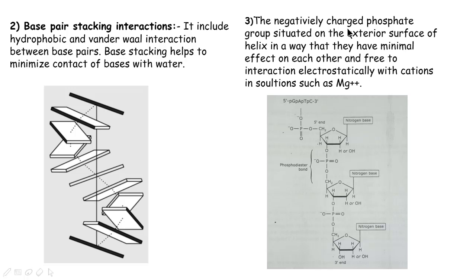The negatively charged phosphate group is situated on the exterior surface of the helix in a way that they have a minimal effect on each other and are free to interact electrostatically with cations in solution such as magnesium. These are the negatively charged phosphate groups, okay, and they interact with the water.